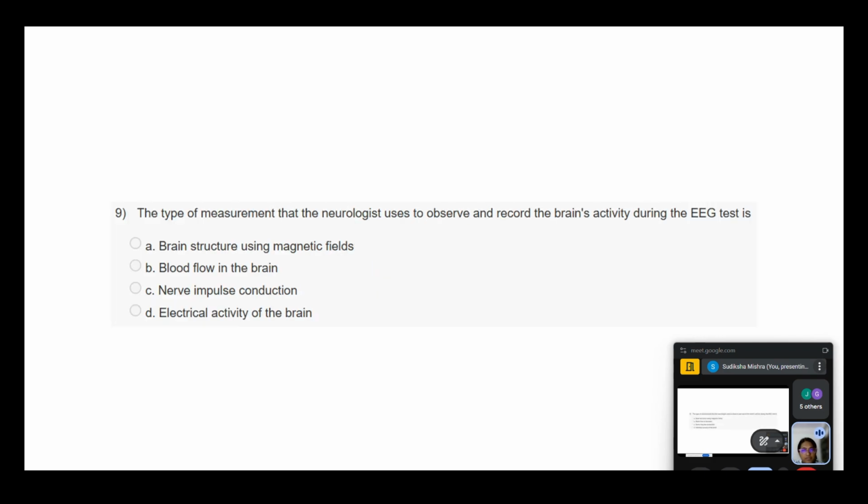Type of measurement that the neurologist uses to observe and record brain's activity during an EEG test is: brain structure using magnetic fields, blood flow to the brain, nerve impulse conduction, or electrical activity of brain. The answer is electrical activity of brain.